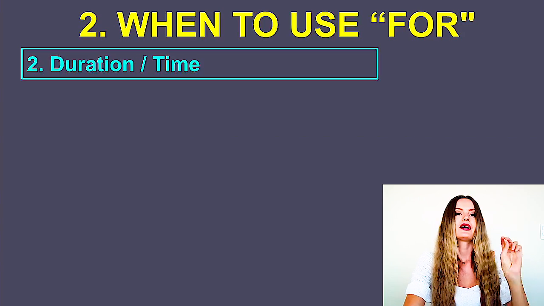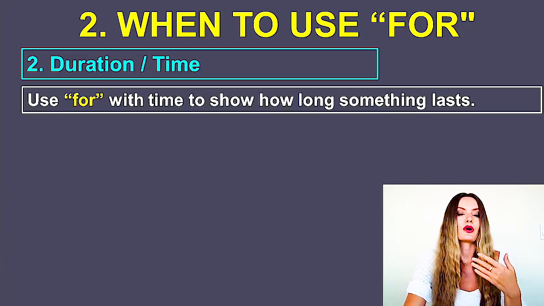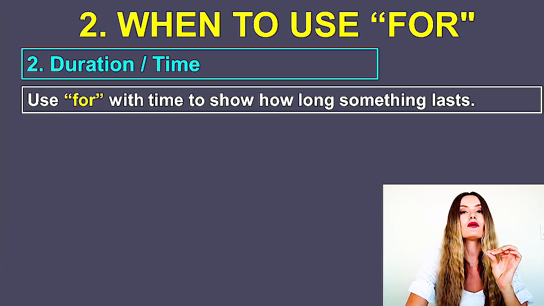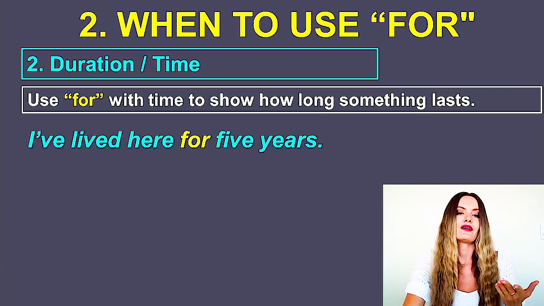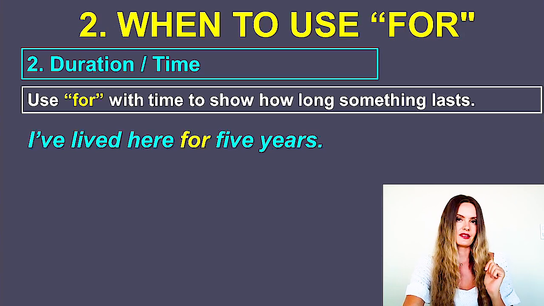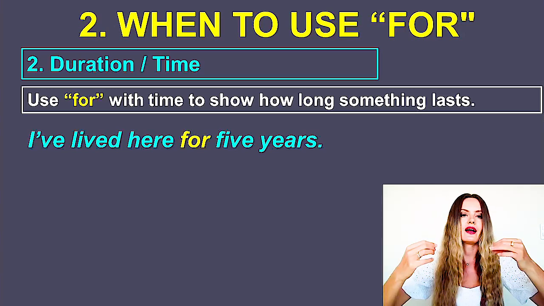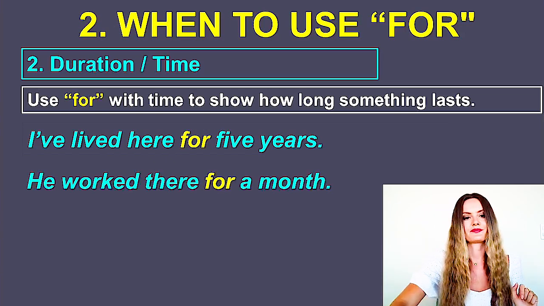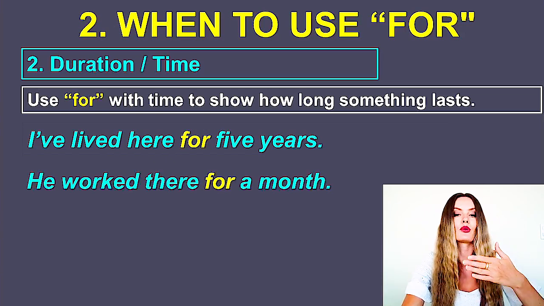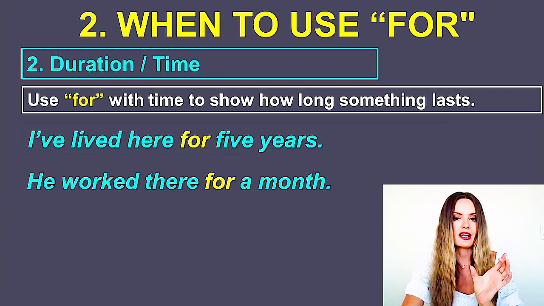Number 2, duration or time. Use for with time to show how long something lasts. All right? I've lived here for 5 years. So, for 5 years. How long have you lived there? For 5 years. He worked there for a month. For a month is a duration.